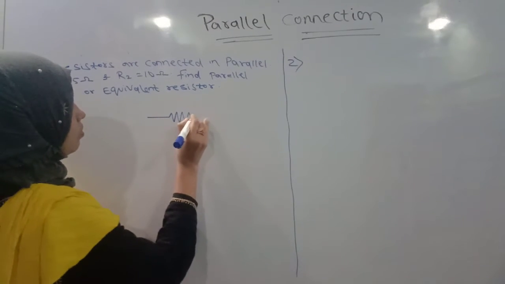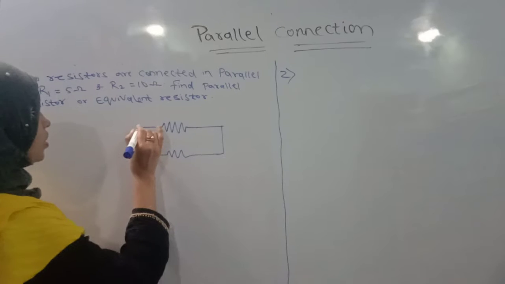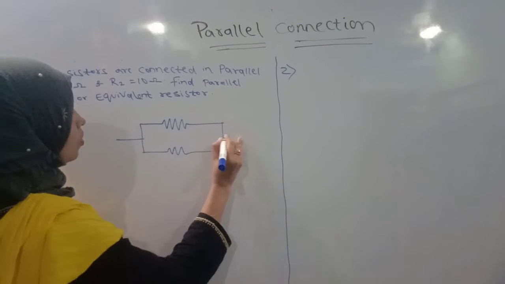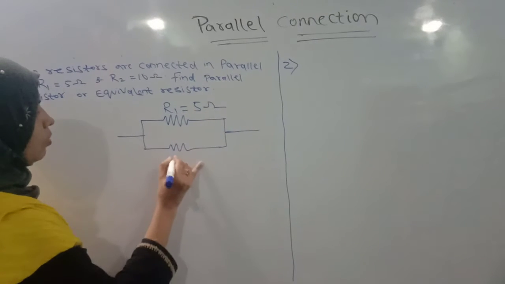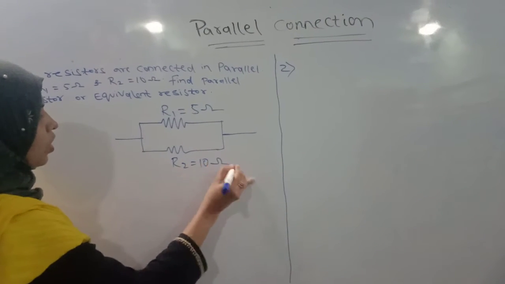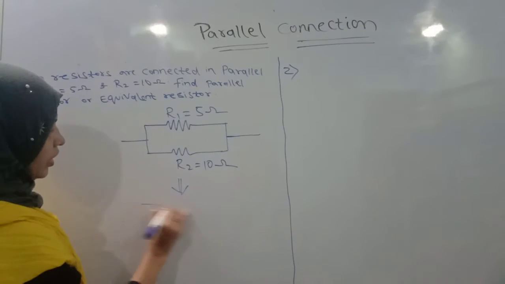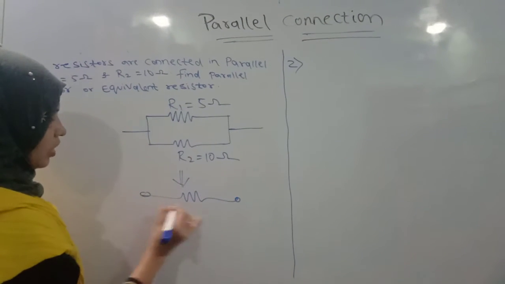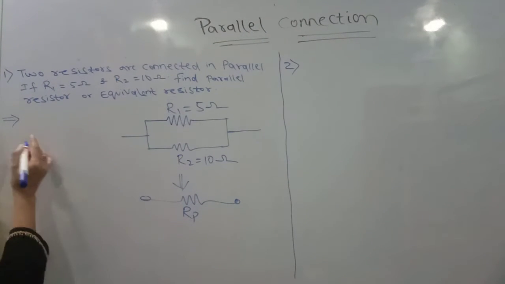By this numerical we can say two resistors are connected. R1 is given as 5 ohm, R2 is given as 10 ohm, and we need to calculate. After getting these two in parallel connection, we will get one resistor, that is nothing but RP, the parallel resistor. So how can we simplify?